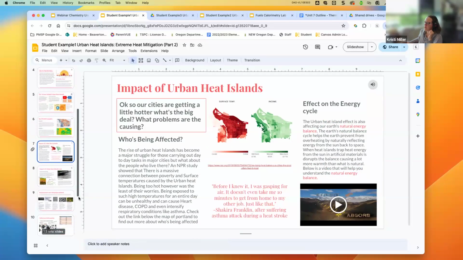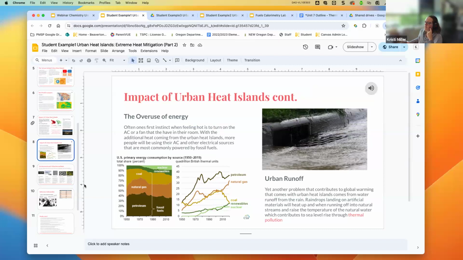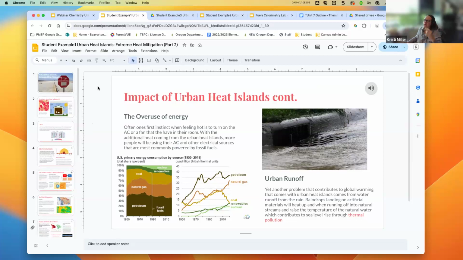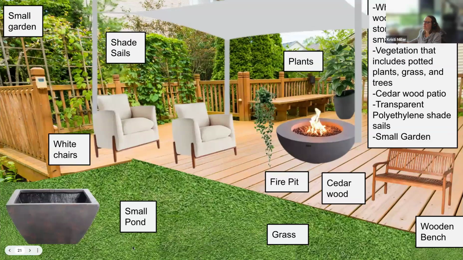Just the impact in general of urban heat islands, workarounds and mitigation. So what different communities are doing, etc. So lots of great exploration that students do in these examples. And they're very self-directed. Like I gave them a structure and a framework for things that I want them to include, but where they went with that was kind of up to them. So I got a lot of great results from that.